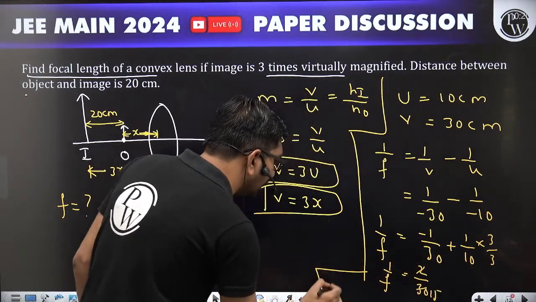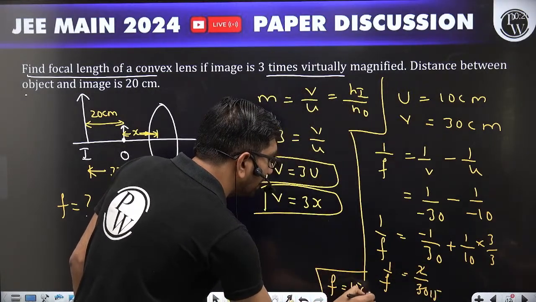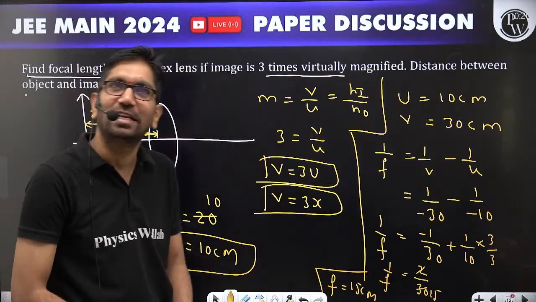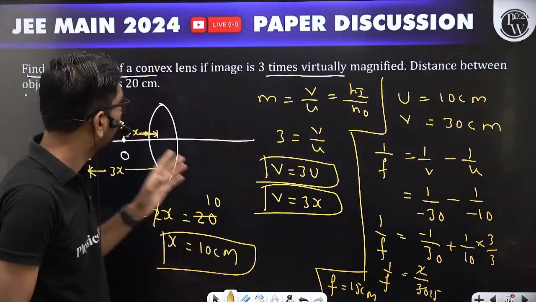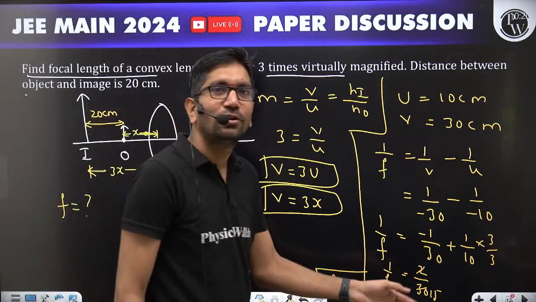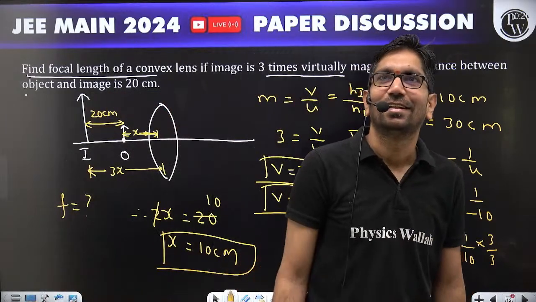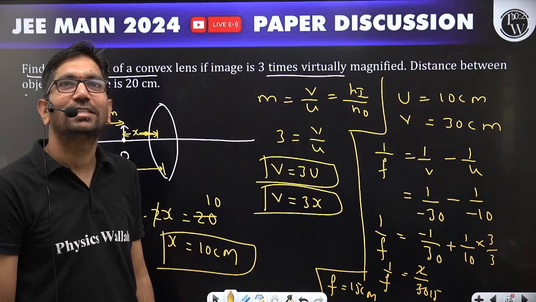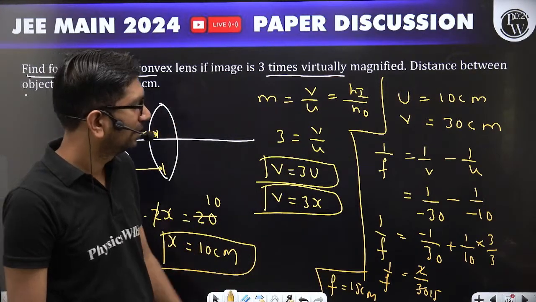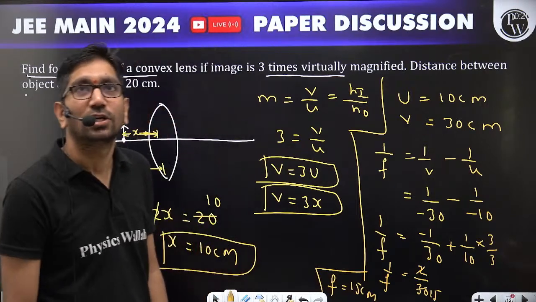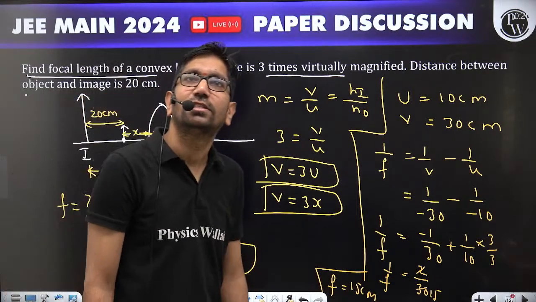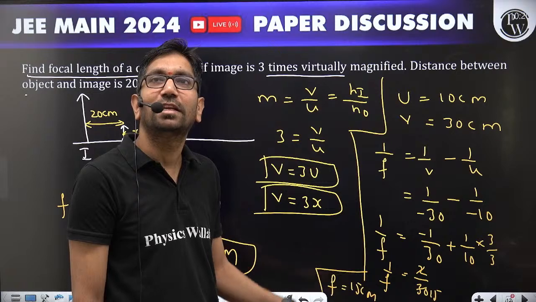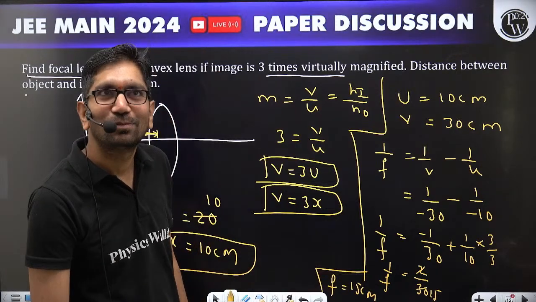Finally, we got the answer. F equal to 15 centimeter. F equal to plus 15 centimeter. The focal length of a convex lens is always positive. We got the same answer. Is it clear for everyone? This is also a very simple question we got, right? Chalo. So, 15 centimeter is the final answer, beta. Let us move toward the next question now.